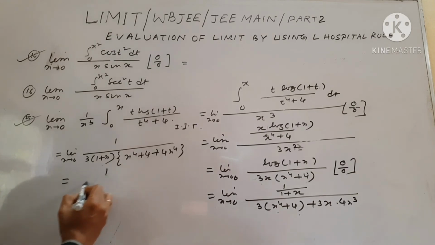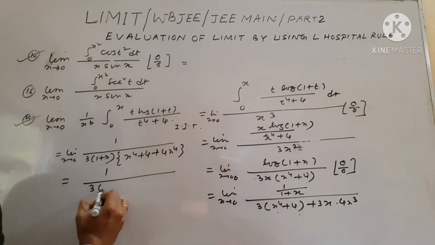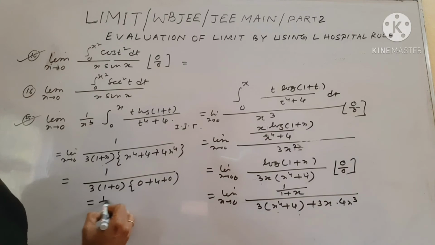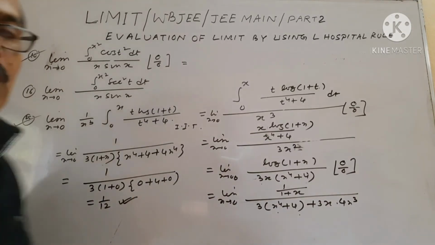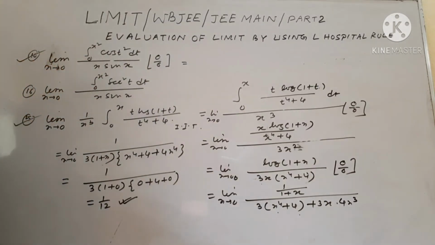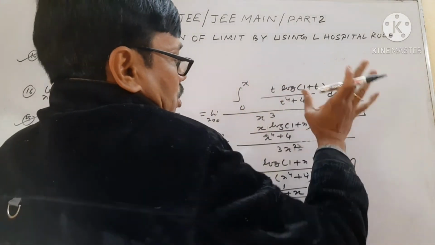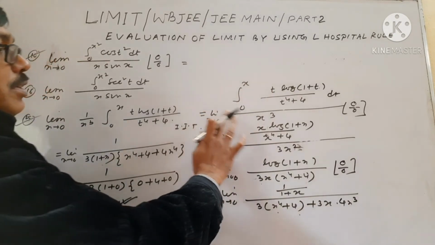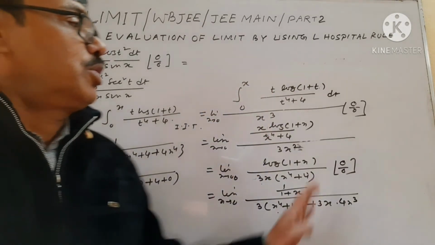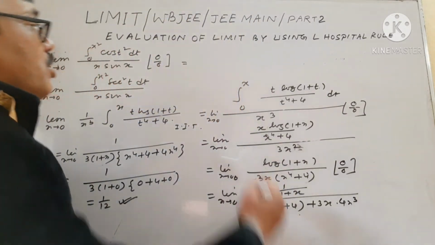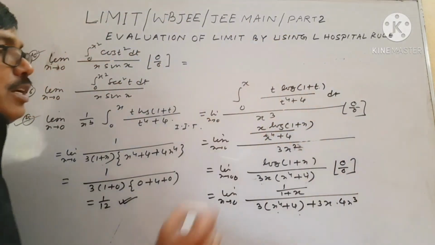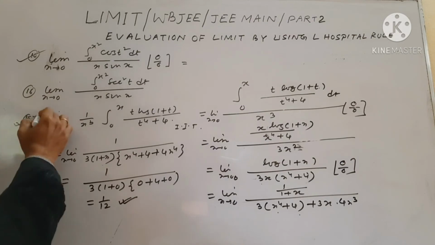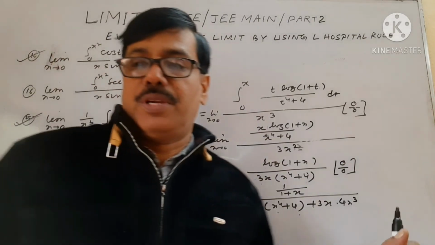Now put x equals 0. So this is 3 into 1 plus 0, into 0 plus 4 plus 0. So 1 by 12. The answer is 1 by 12. So look, if you do not use Leibniz rule, then we have to integrate it and then find values. So for this type of problem, we always use differentiation under the integral sign by Leibniz rule. So this is a problem of IIT. Now, not difficult.